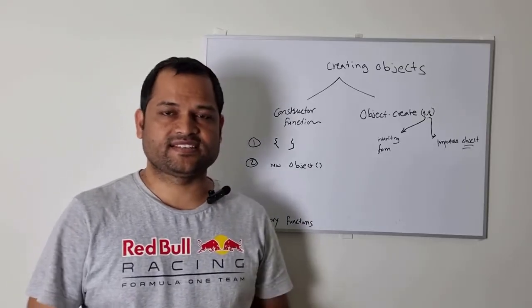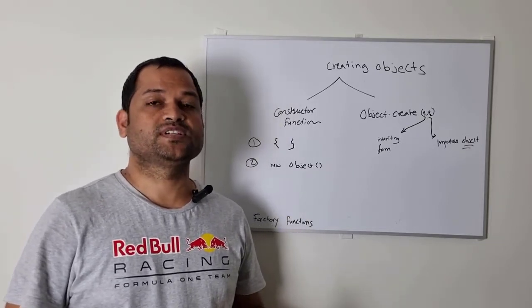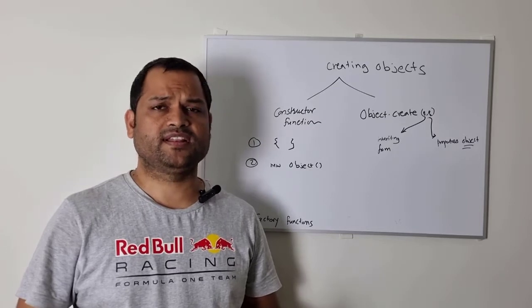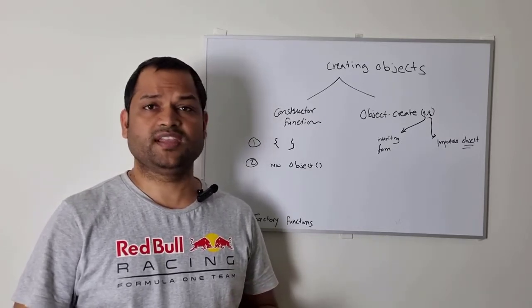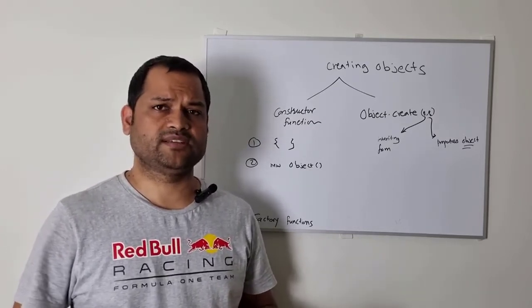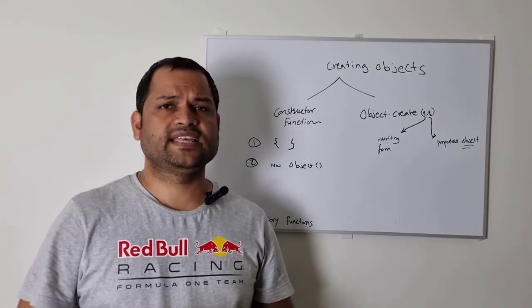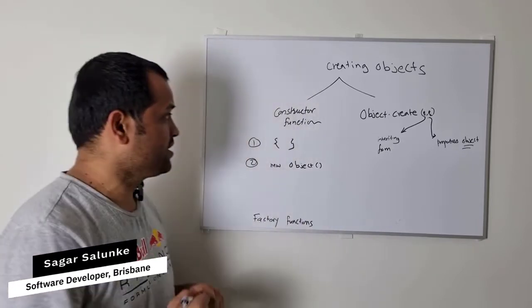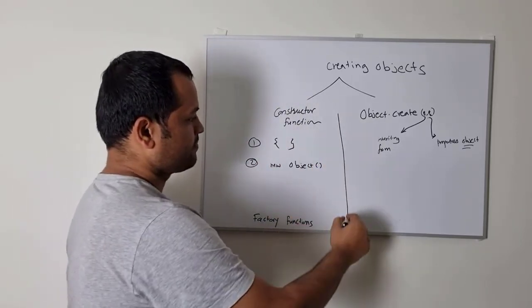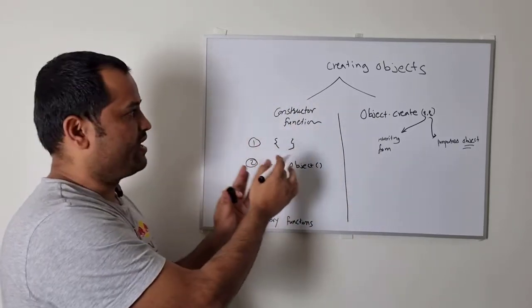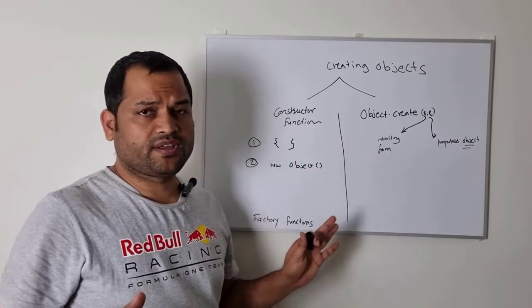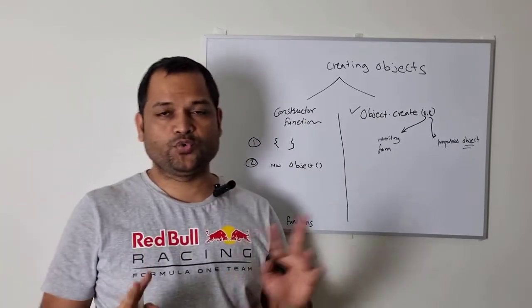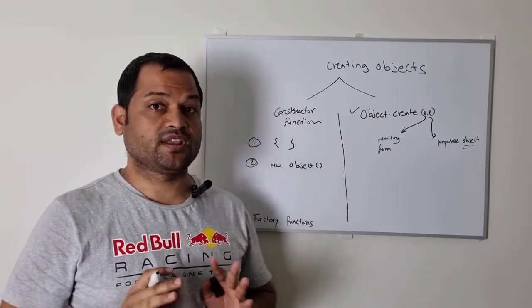In this lesson, let us try to understand how we can create objects in JavaScript. In most blog articles, people have written that we can create objects in 8 different ways, 7 different ways, 6 different ways. So I will say that there are 2 categories in which you can create objects. The first category is using constructor functions, which is on the left side, and another way is using object.create.